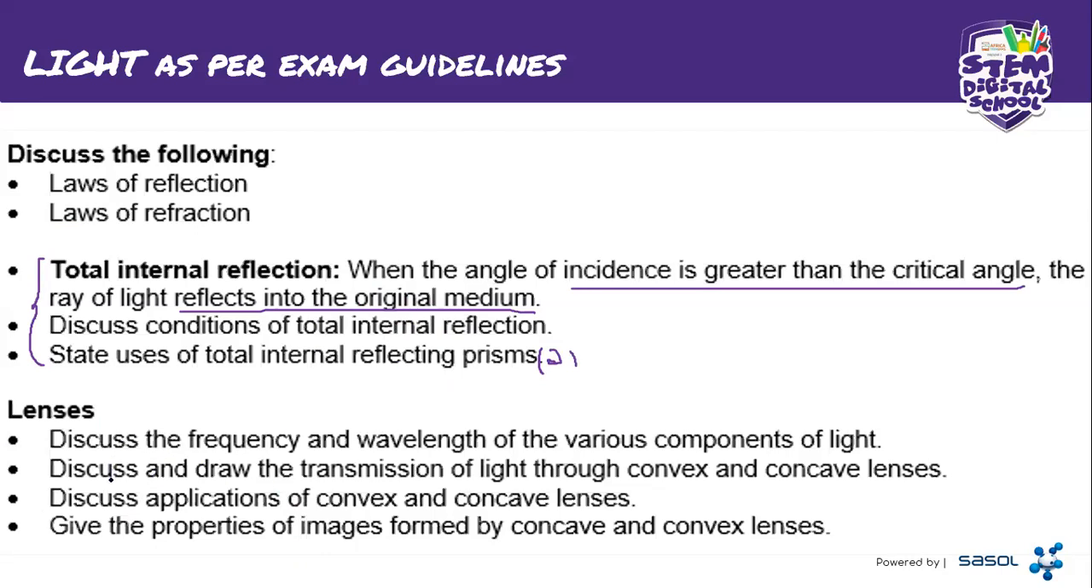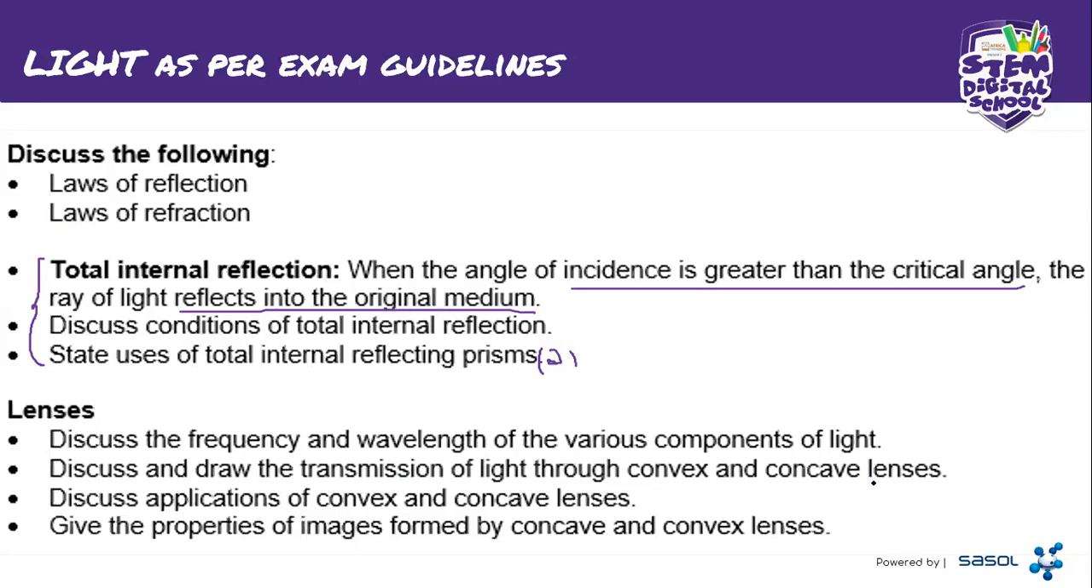When we talk lenses, my dear learners, we will discuss the frequency and the wavelength of the various components of light. We will discuss and we will draw transmission of light through convex and concave lenses. So we will be dealing with objects that give off light rays, and the light rays pass through the convex lens or a concave lens, and we will check how an image is formed altogether. So we will be drawing a lot here.